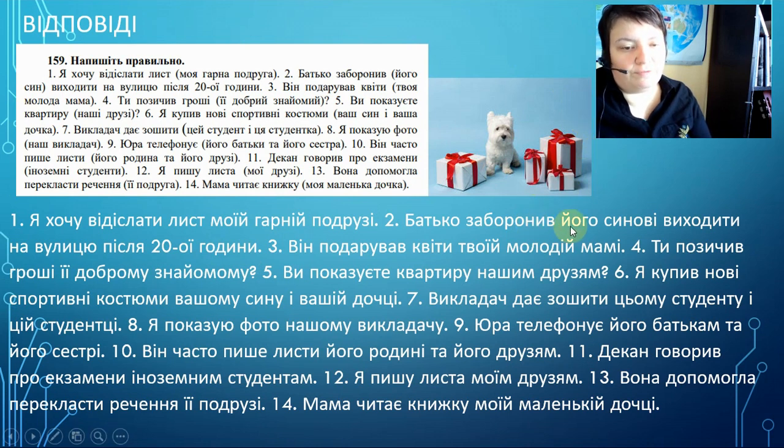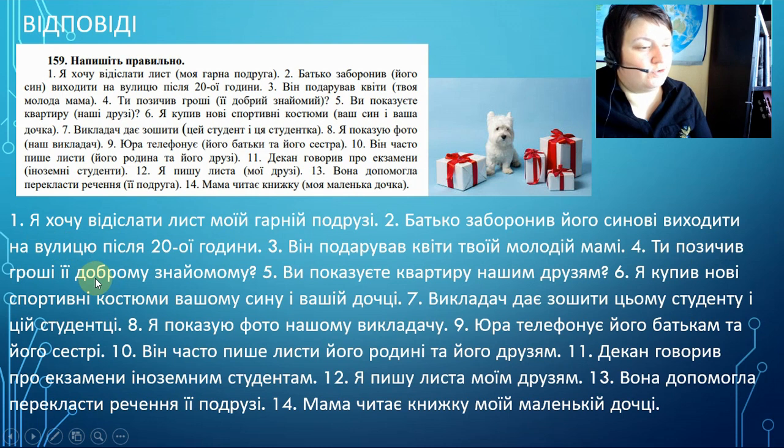Батько заборонив його синові виходити на вулицю після 20-ї години. Father forbade his son to go out after 8 o'clock p.m. So, його синові, grammatical masculine dative. Він подарував квіти твоїй молодій мамі. He gave flowers to your young mother. Grammatical feminine dative. Твоїй молодій мамі.